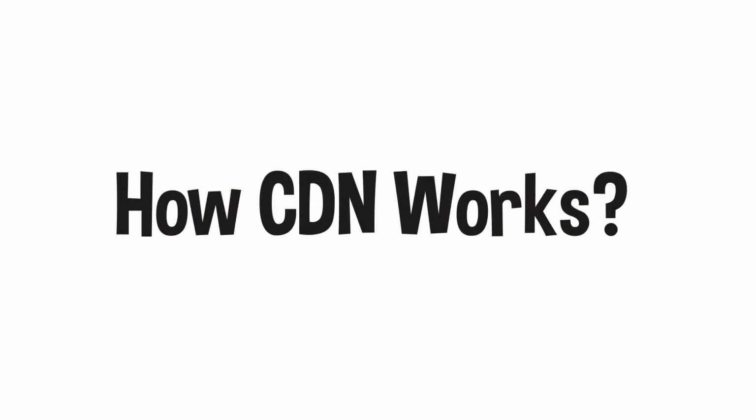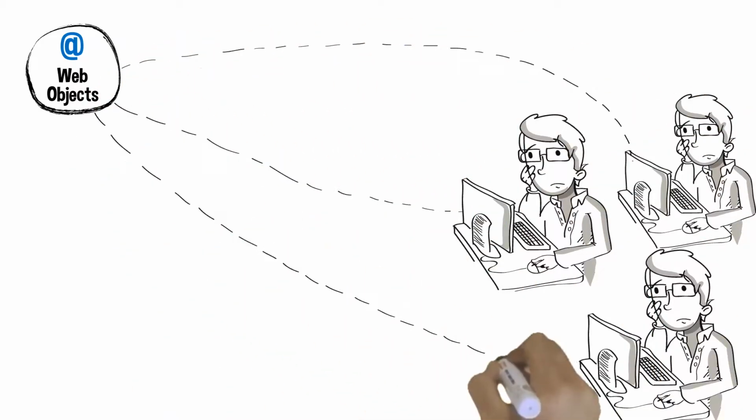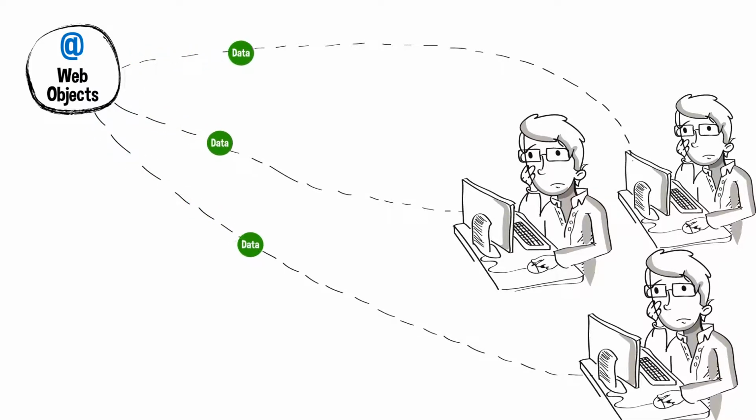How CDN works. Traditionally, web objects are hosted in a single location, forcing visitors who reside at great distances to wait for packets to load while they move across the internet. Greater distance equals slower communication and higher chances of losing data.